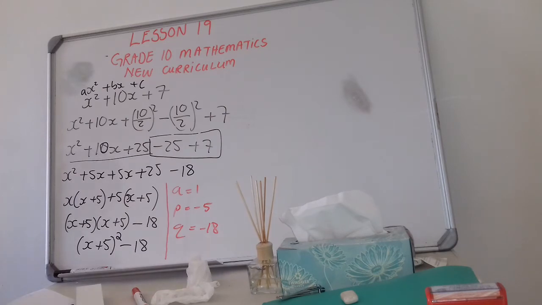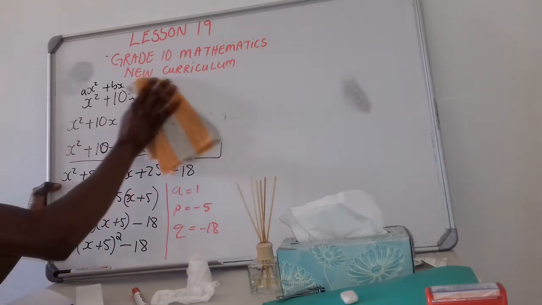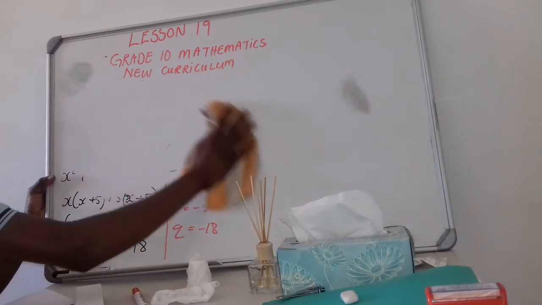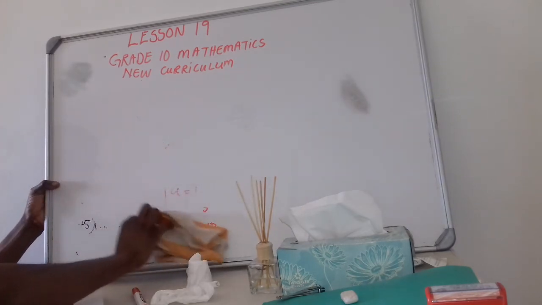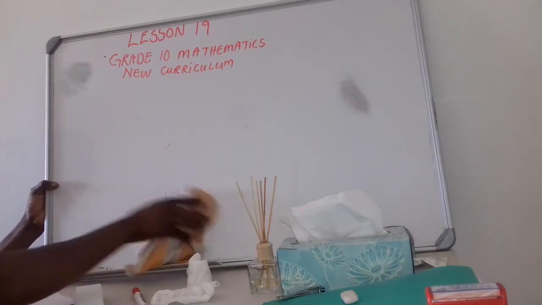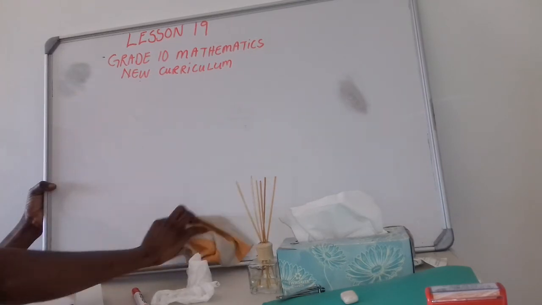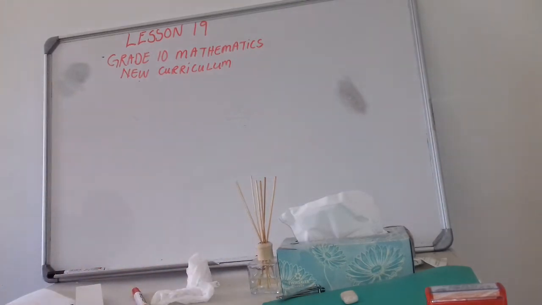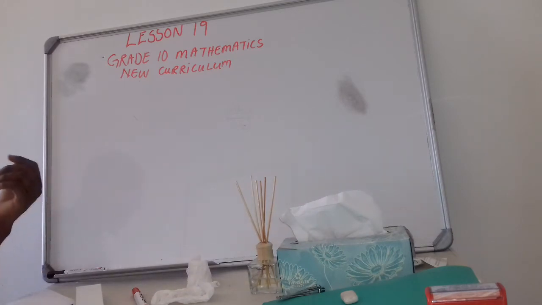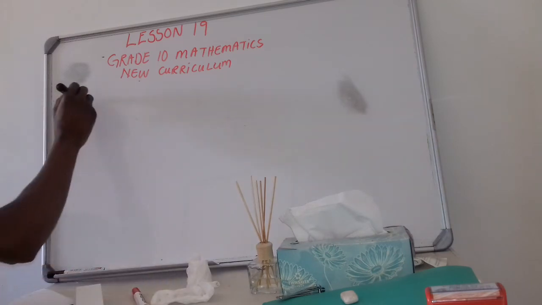So now I'm going to show you the shorter method of completing the square. Okay, let's do this. In the exam or in the test, this question will probably be 3 to 4 marks, depending on the nature of the quadratic trinomial or the quadratic function or equation. So let me show you the shorter method.